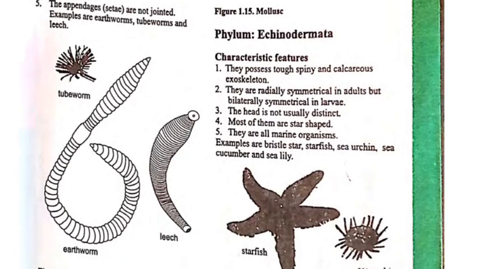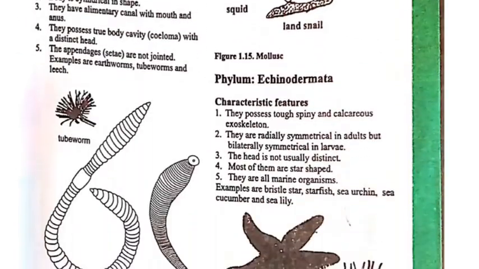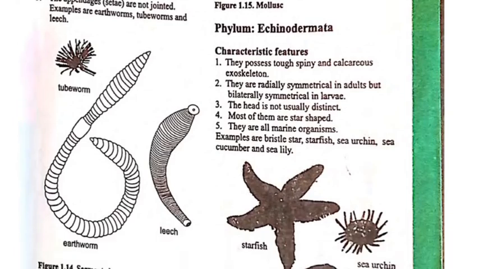Examples are earthworms, tubeworms, and leeches. Now we have Echinodermata. They possess a tough, spiny, and calcareous exoskeleton. They are radially symmetrical in adults but bilaterally symmetrical in larvae. Radially symmetrical means that if you cut them in any plane, both sides of the plane have the same volume, shape, everything will be the same.